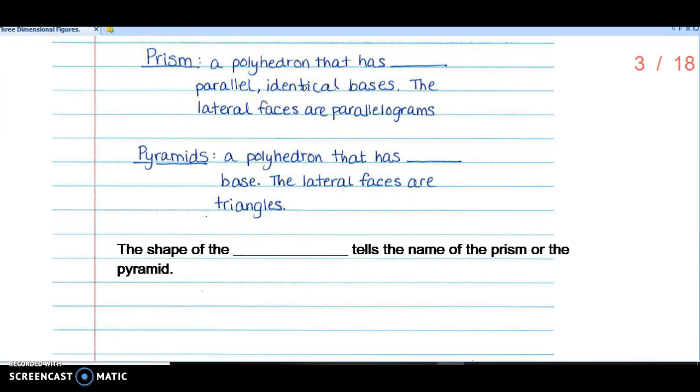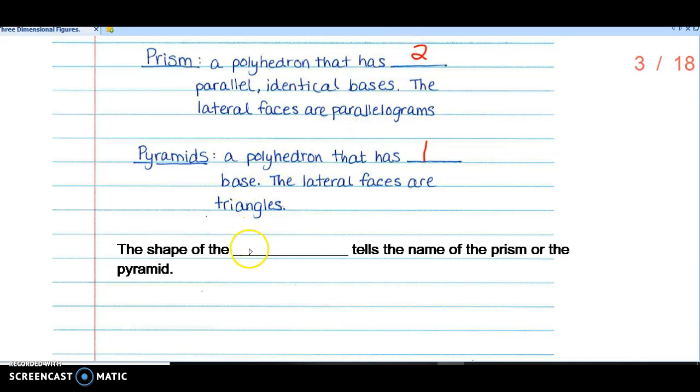Okay, we're also going to be hearing the word prism quite a bit. A prism is a polyhedron that has 2 parallel identical bases, and the lateral faces are parallelograms. Okay, so the other sides of a prism are parallelograms. You also are going to be working with pyramids, and this is a polyhedron that only has 1 base, and the lateral faces around it are triangles. They're always triangles. Okay, and these are always parallelograms for the other faces around the bases.